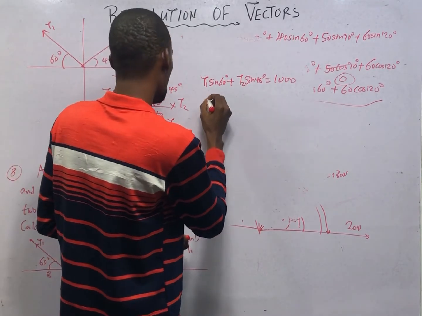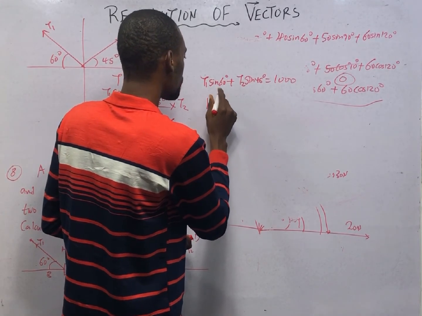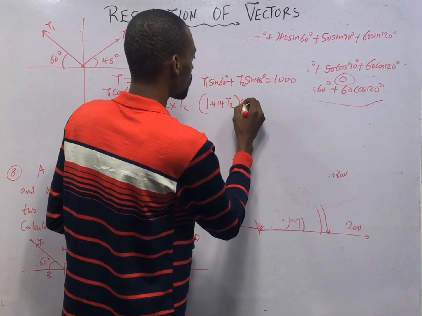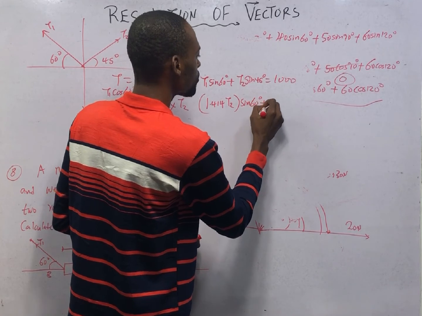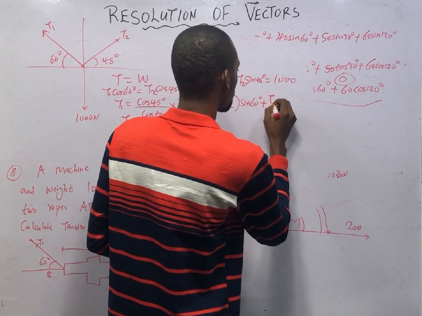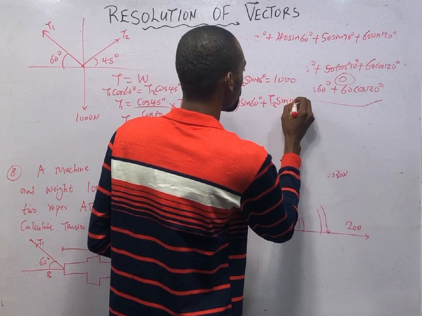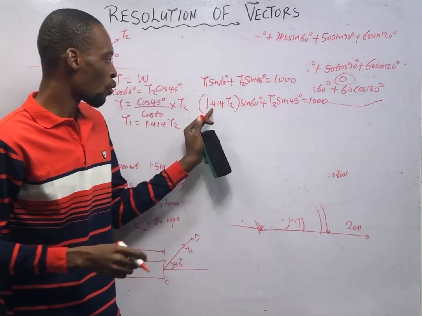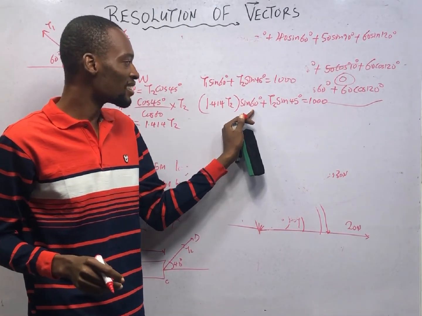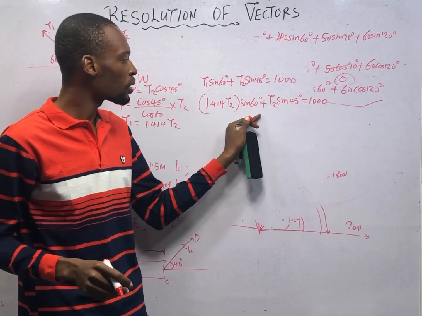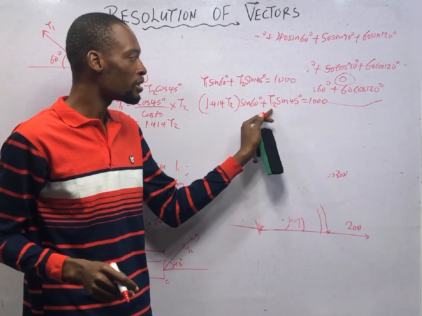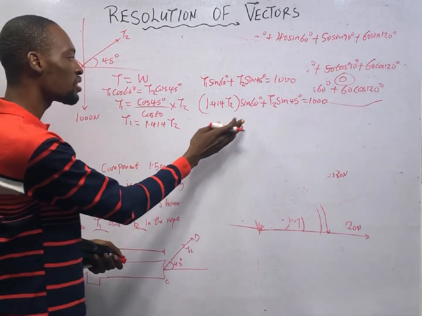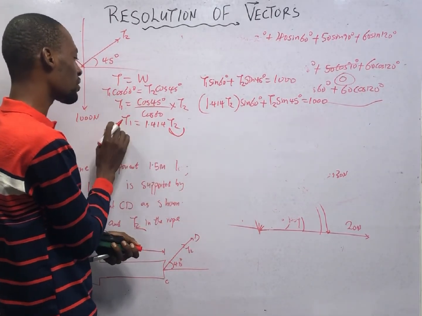So here becomes 1.414 T2 sine 60 degrees plus T2 sine 45 degrees is equal to 1000. So 1.414 sine 60 degrees times T2 plus sine 45 degrees times T2 equals 1000. So from here, you look for T2. When you get T2, then substitute T2 here to get T1.